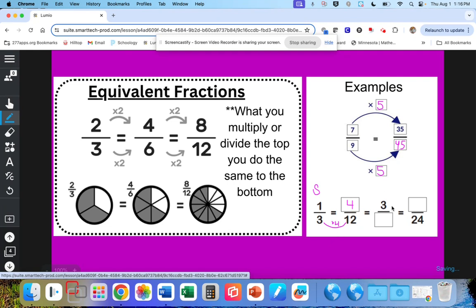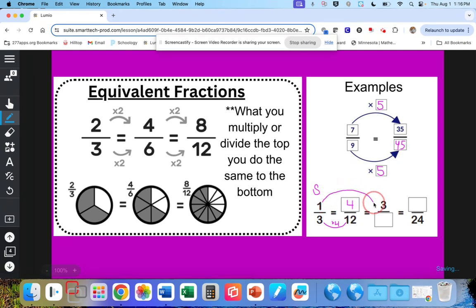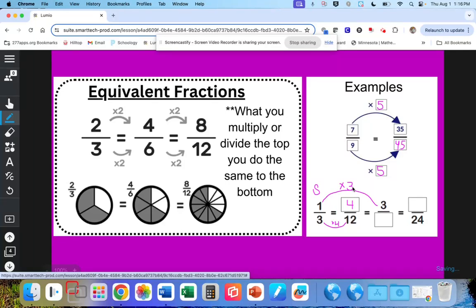Now, going from 4 to 3, that's really tricky. So again, that's why we're going to go back to the start. How do I go from 1 to 3? 1 times 3 gets me to 3. So what I do to the top, I do to the bottom. 3 times 3 is 9.